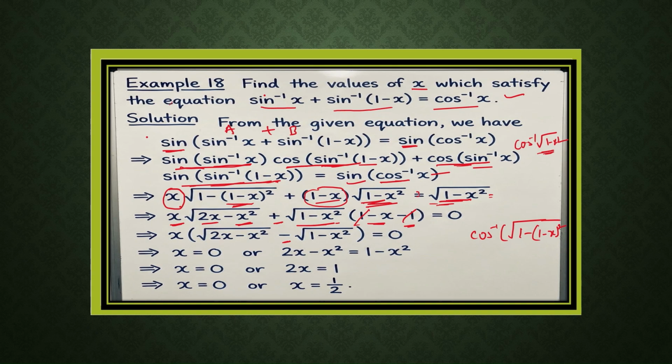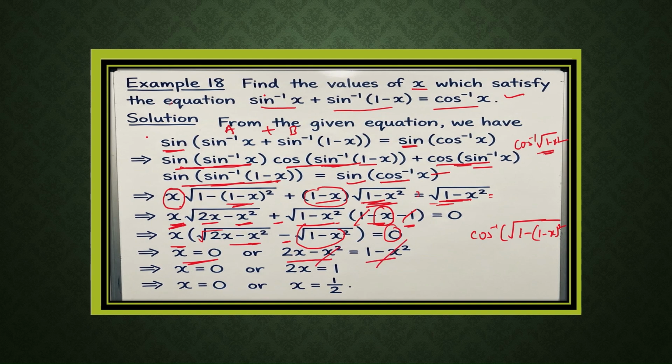And in this, x is there here also, so I take x common. What is left? Root of 2x minus x square minus root of 1 minus x square. Now two terms are there, and I am going to equate this to 0. x is equal to 0. Then root of 2x minus x square minus root 1 minus x square equal to 0. Then this goes to the right side, the square roots get cancelled: 2x minus x square is equal to 1 minus x square.